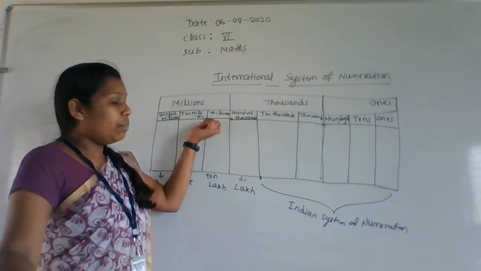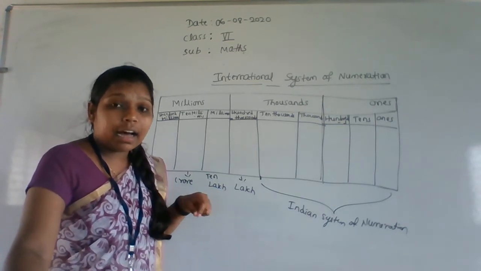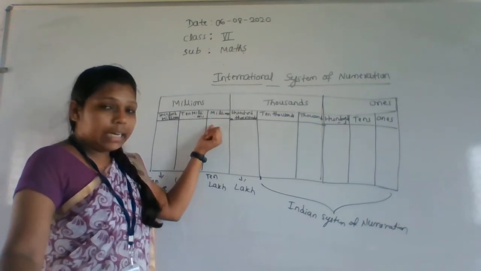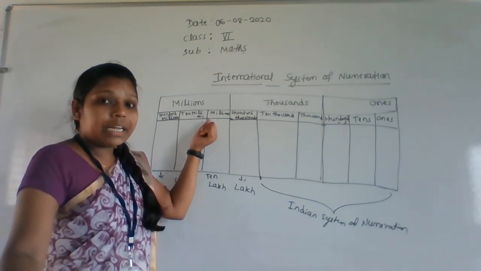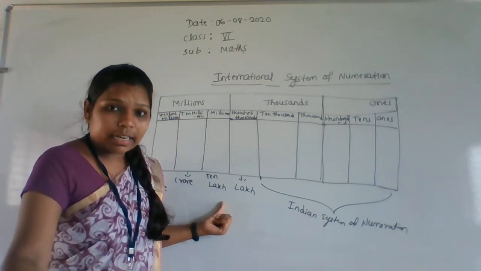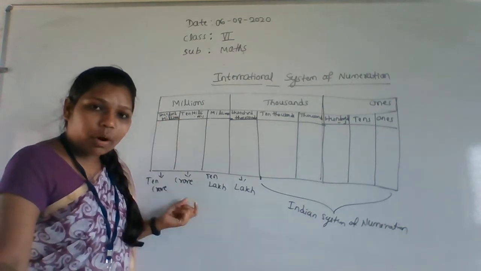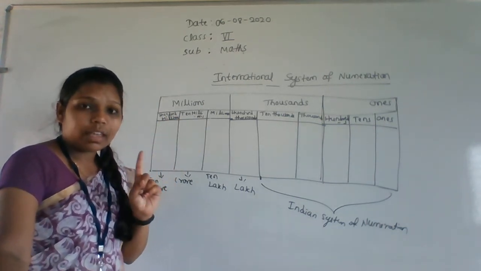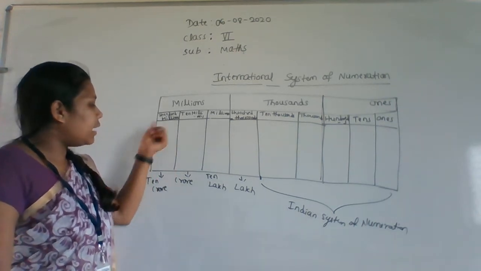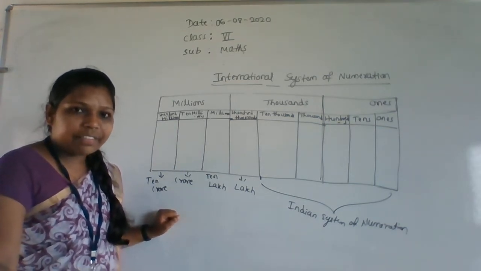And after that, millions. 1 million is nothing but what? 10 lakh in India. But for the international system of numeration it is a million. In an international system, it is a million, but in India, that is nothing but 10 lakh. So next one is 10 millions. 10 millions is nothing but 1 crore. Next, 100 millions is nothing but 10 crore. Getting my point? Everyone understanding?